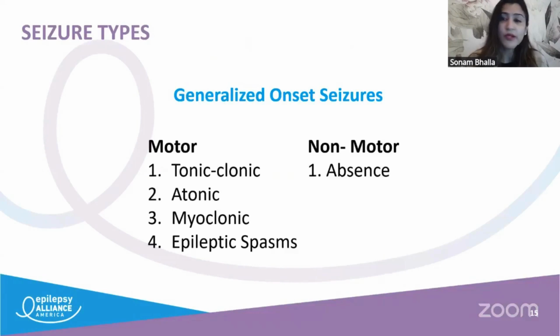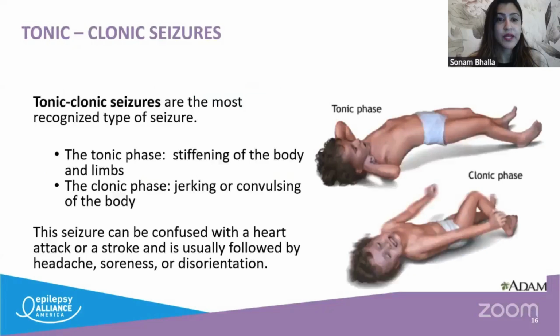So from a motor standpoint, there are different kinds of seizures. You can have tonic-clonic, atonic, myoclonic, or epileptic spasms type of seizures. And then the non-motor types involve absence, very commonly known as petit mal as well, where you're just staring and have a behavioral arrest.